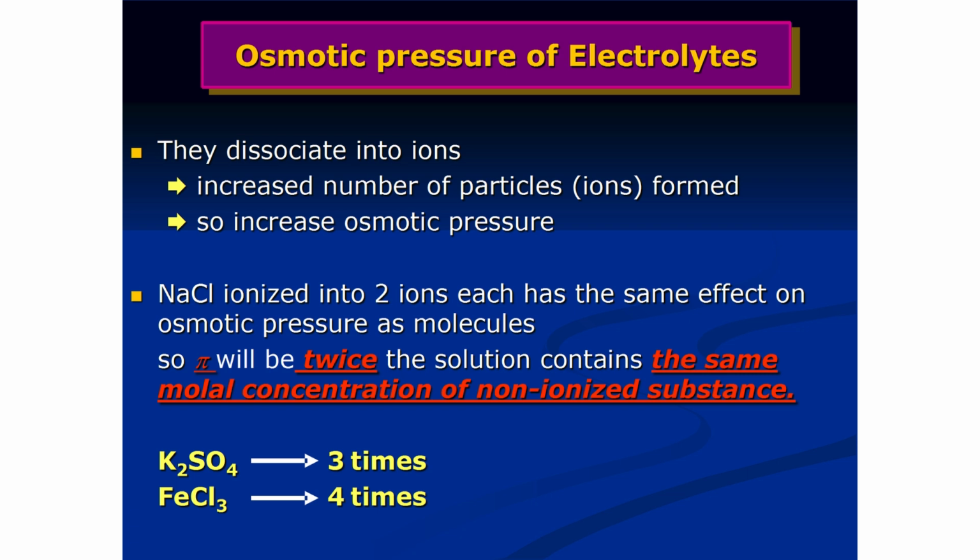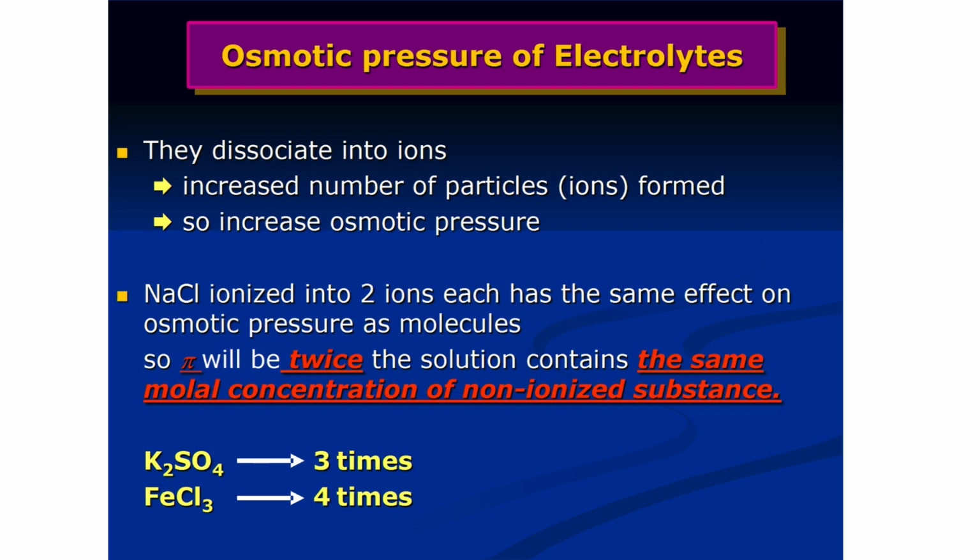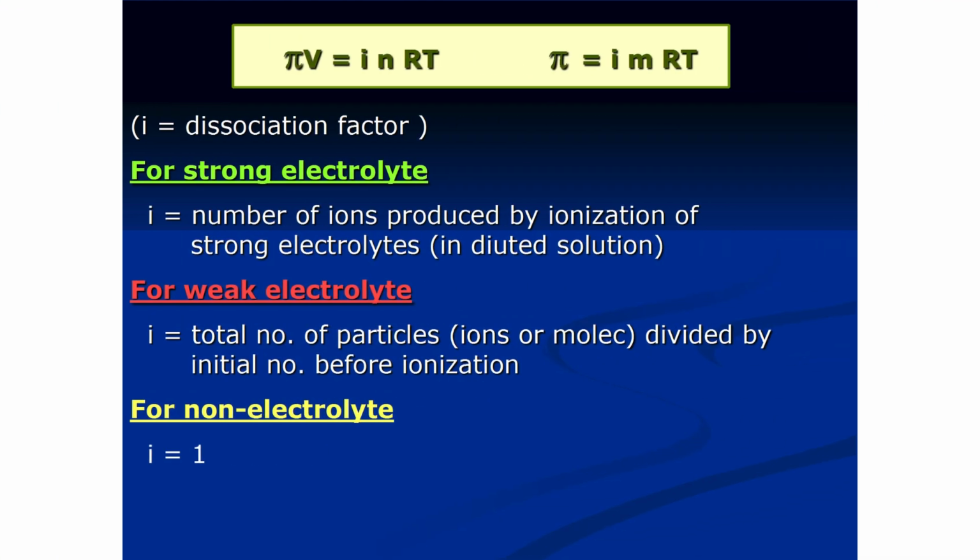For potassium sulfate, it's 3 times, and for iron chloride, FeCl_3, it's 4 times the effect. The general equation becomes πV = iNRT, where π is osmotic pressure, V is volume, i is the dissociation factor, the Van 't Hoff factor, N is the number of moles, R is the gas constant, and T is temperature. For a strong electrolyte, i is the number of ions produced by ionization.